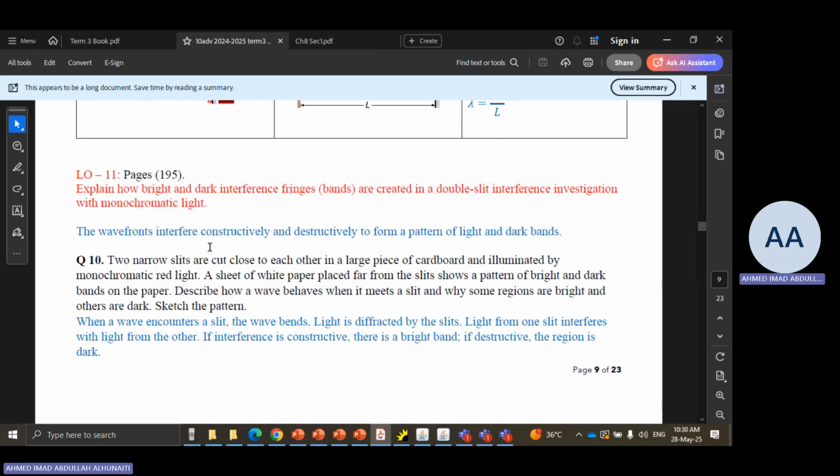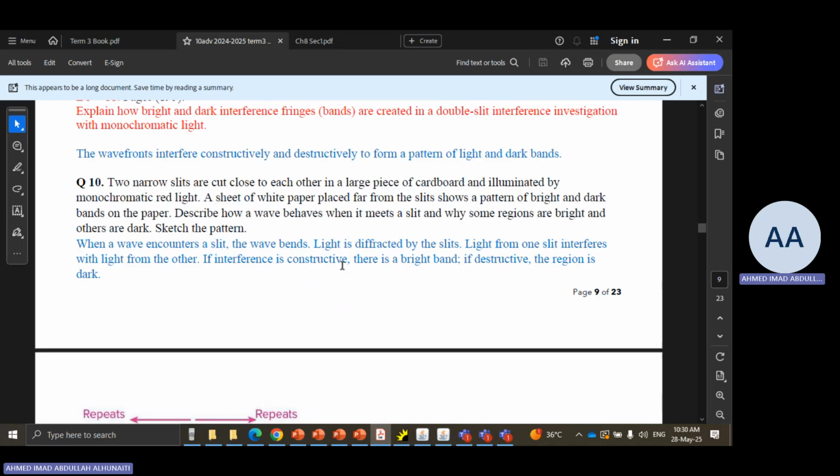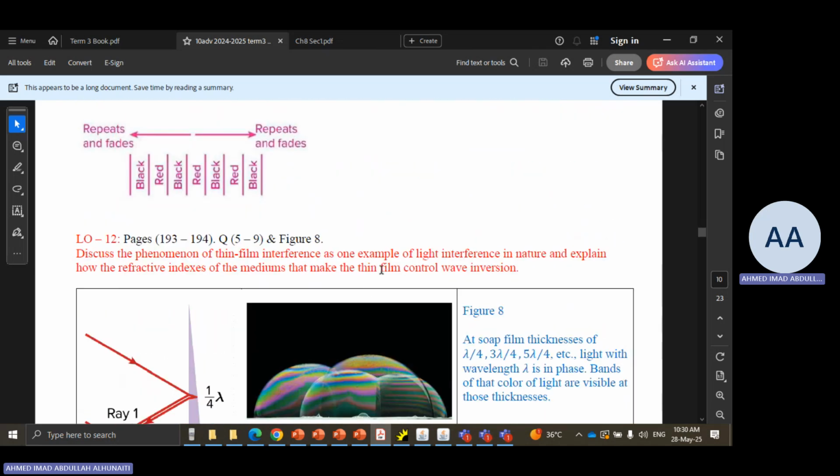Question 11. Explain how bright and dark fringes are created in double slit interference investigation with monochromatic light. Same. Moving on. Discuss the phenomenon of thin film interference as one example of light interference in nature and explain how the refractive indexes of the mediums that make the thin film control wave inversion.